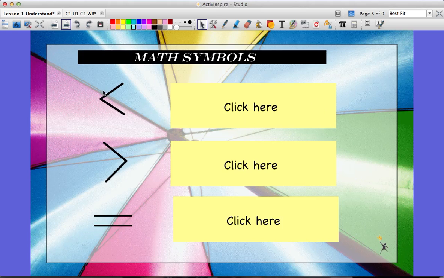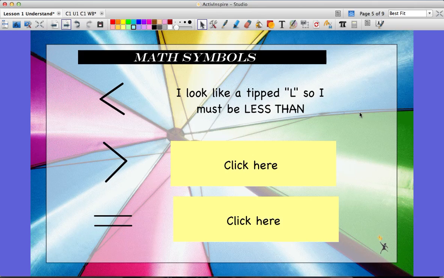So right here we have the less than symbol. How do I know this is the less than symbol? It has its own name. We can't just say, oh, it's this or that. It is the less than symbol. The reason I know this is because it looks like a tipped L. So it has to be the less than symbol. If you actually take your left hand and make an L and then tip it, so make that L with your pointer finger and your thumb, you'll notice it looks like a less than sign. That will help you realize that this is the less than symbol.